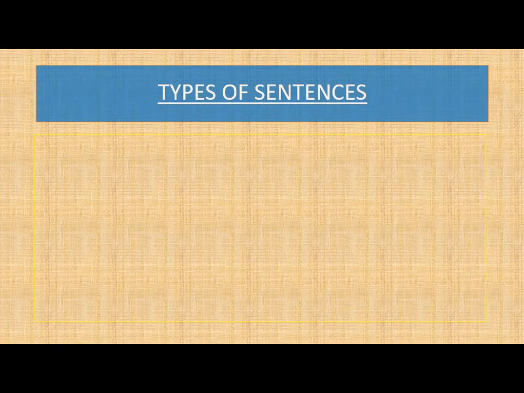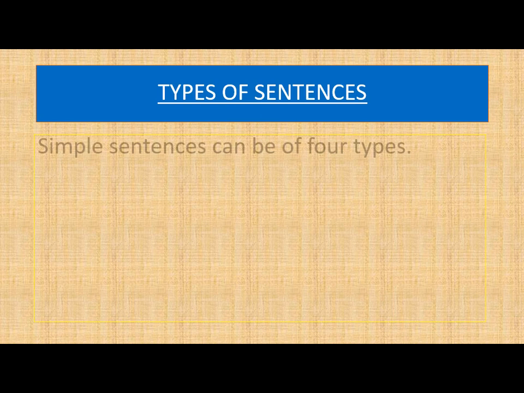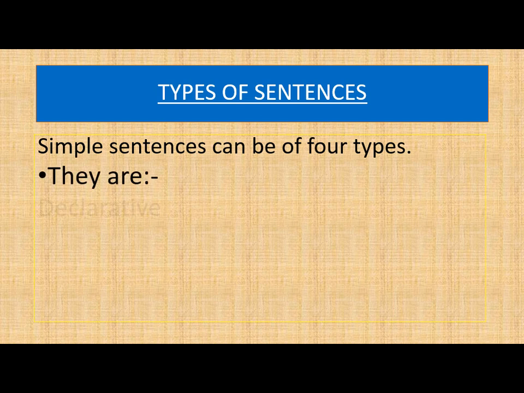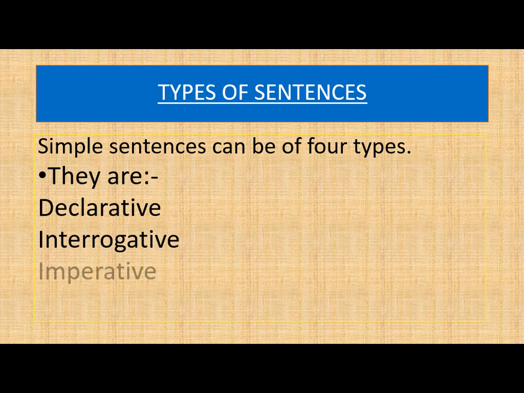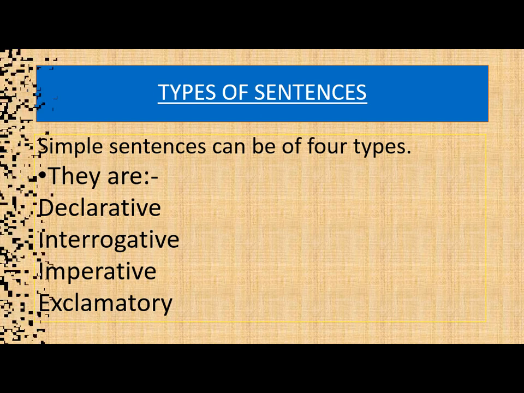Now, types of sentences. Simple sentences can be of four types. They are declarative, interrogative, imperative, and exclamatory. Once again, declarative, interrogative, imperative, and exclamatory.